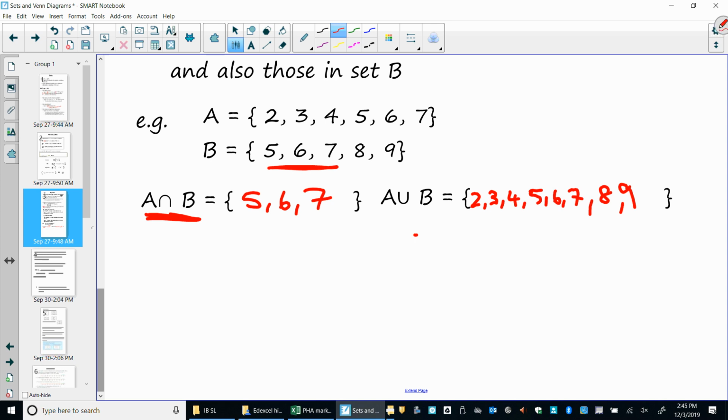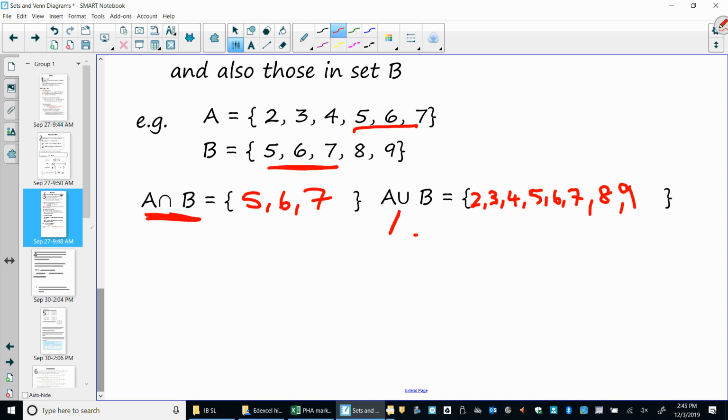So A intersection B is 5, 6, and 7. A union B is 2, 3, 4, 5, 6, 7, 8, 9. Okay, so far so good? A intersect B: 5, 6, 7, because they're the only things that are in both of the groups. It's hard, because if someone says A and B, you might think A and also B. Anyway, you just need to be clear what they mean.